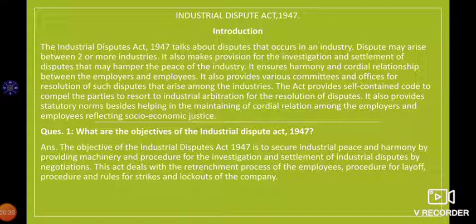The Industrial Dispute Act 1947 talks about disputes that occur in an industry, right? So it is basically a dispute which occurs in an industry. A dispute may arise between two or more industries. It also makes provision for the investigation and settlement of disputes that may hamper the peace of the industry. So whatever dispute may arise in the industry, this Industrial Dispute Act makes provision to investigate, resolve and settle that dispute, right?